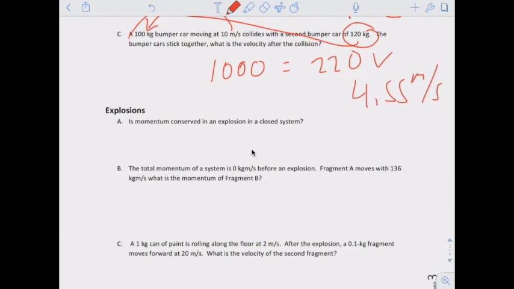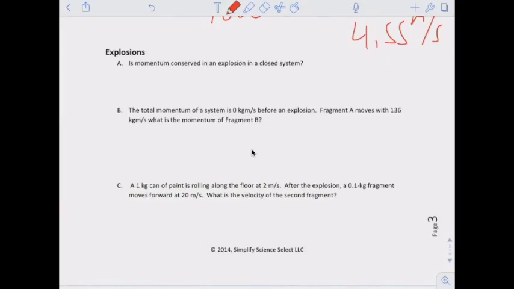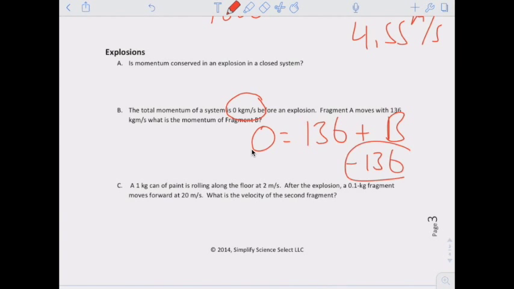An explosion. It says, is momentum conserved in an explosion in a closed system? Momentum is always conserved. It says the total momentum of a system is 0 kilogram meters per second before an explosion. Fragment A moves at 136 kilogram meters per second. What is the momentum of fragment B? And so this is 0 equals 136 plus B. So that means that B would have to be negative 136. It's moving in the opposite direction.